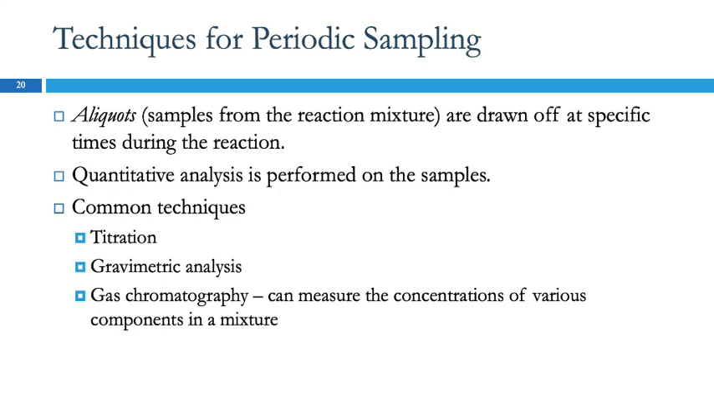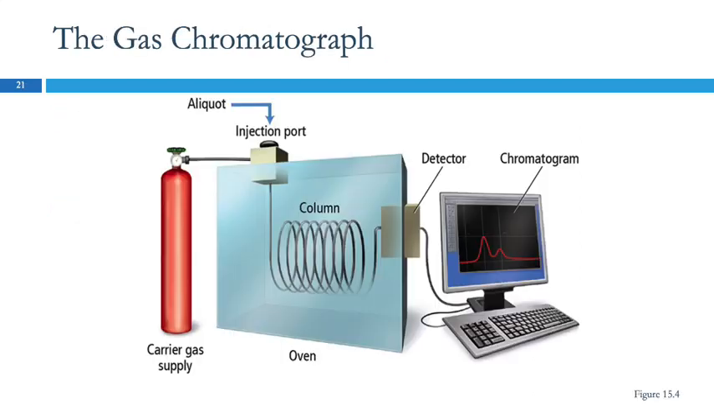Now you can either analyze it immediately, or you can do something to stop the reaction there. But if you take that aliquot and don't do anything with it for a while, the reaction is going to keep going on in your aliquot, right? And so you're not going to be measuring what you thought at that time. But we can do quantitative analysis on the samples. Titration is one thing that could be done, or gravimetric analysis, which is typically converting something into a solid, precipitating it, and then measuring the mass of that, or gas chromatography. So I think there's a picture of gas chromatography.